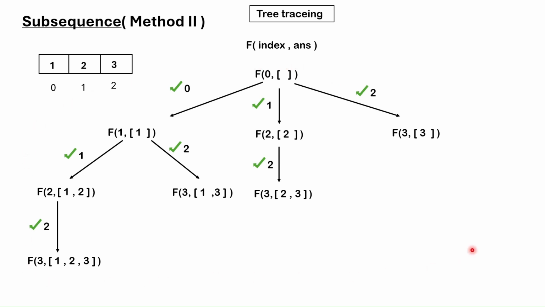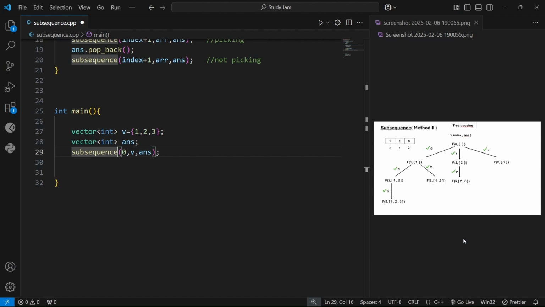So this is the tree tracing for printing the subsequences with the second method. So let's now quickly go into the code editor and code this. So I am at my code editor. Let's now quickly write the code for printing the subsequence with method 2. Void subsequence. So this will be a second function.